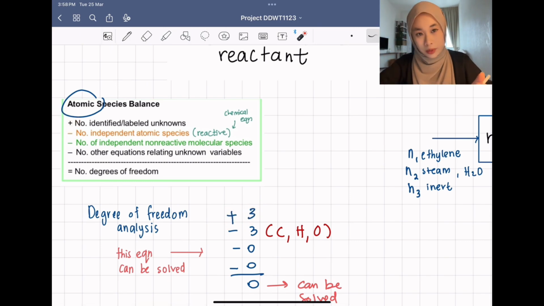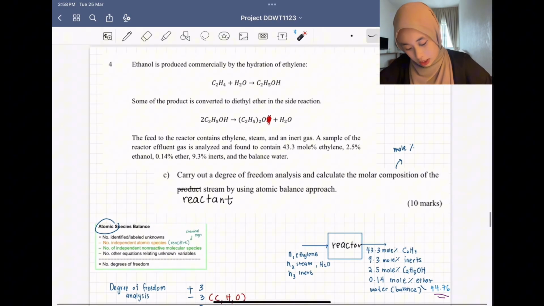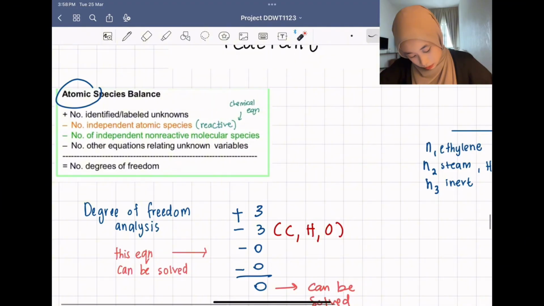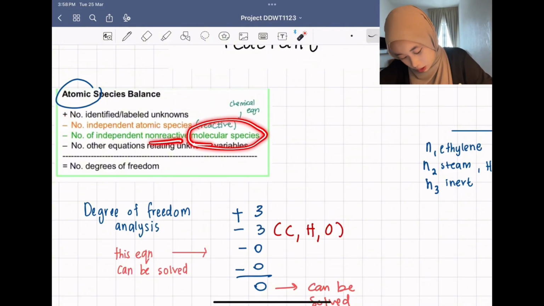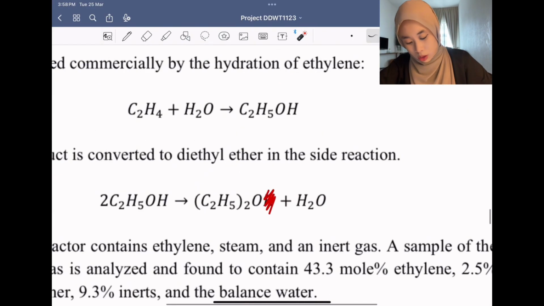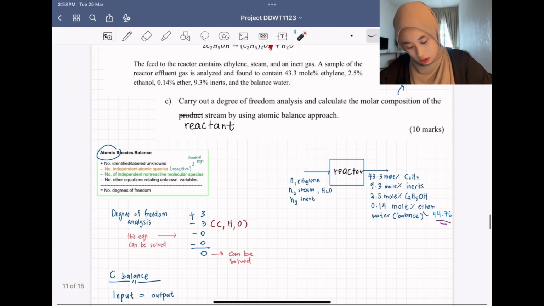And then second, number of independent atomic species. Atom. Okay, atom. So apa atom yang terlibat? Adalah C, H dan O. So we have 3. So tolak 3 sebab dalam ni memang simbol tolak. Third one, number of independent non-reactive molecular species. Bila kita cakap non-reactive, maksudnya dia tak menghasilkan produk baru. Macam ni, semua dihasilkan produk baru ni. Ni dihasilkan ethanol baru. Ni dihasilkan ether dengan H2O.